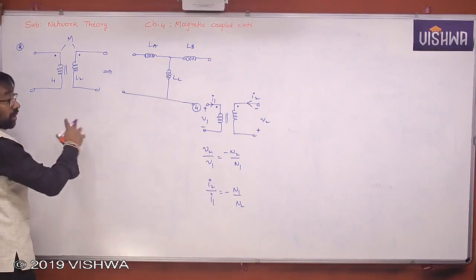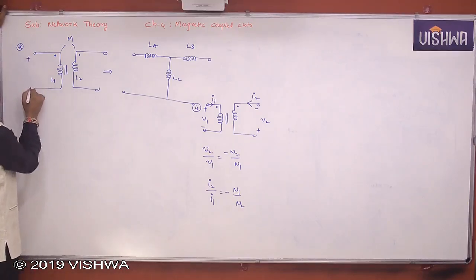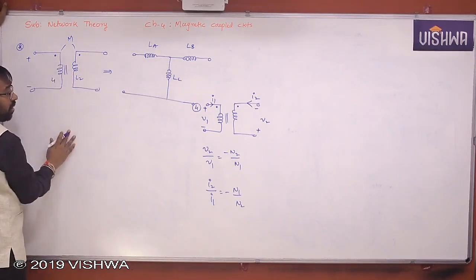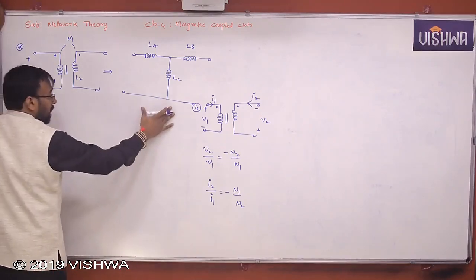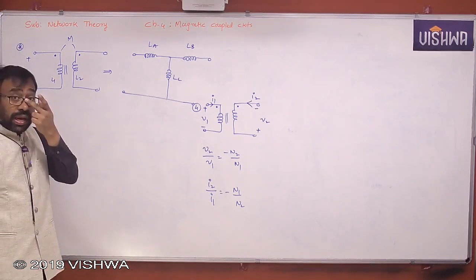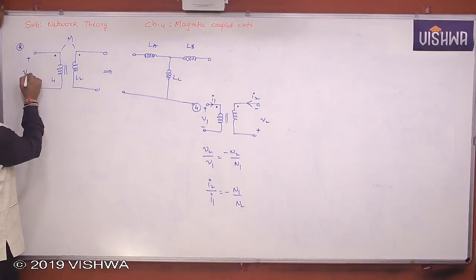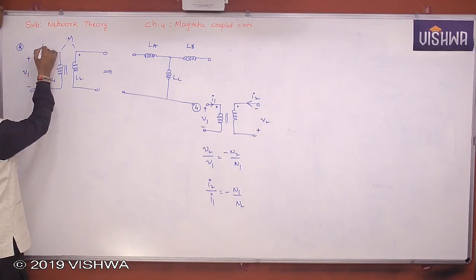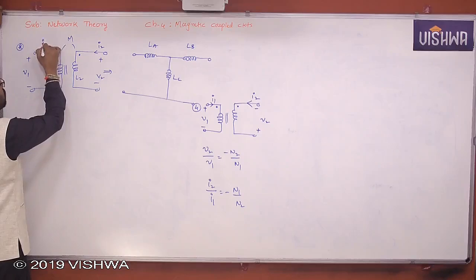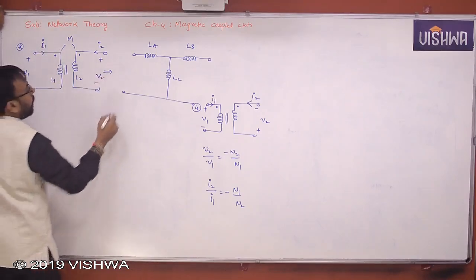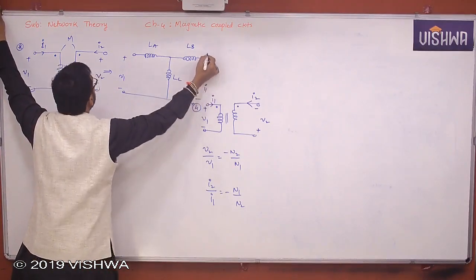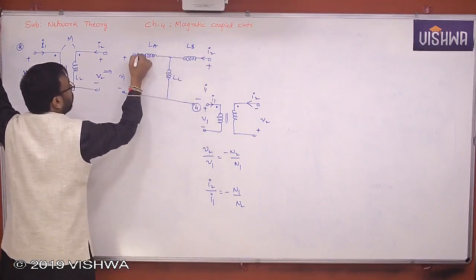Because both are equivalent. Say this is V1. To get the relation between LA, LB, LC in terms of L1, L2, M, what I do is I obtain the mesh equations here and I obtain the mesh equations here. Then I'll compare. Then I'll automatically get the relation. Agree, all of you? Okay. So let me proceed like that. So this is V1. This is I1. This is V2. This is I2. Similarly, here also V1, I1. Say this is I2. This is I1.